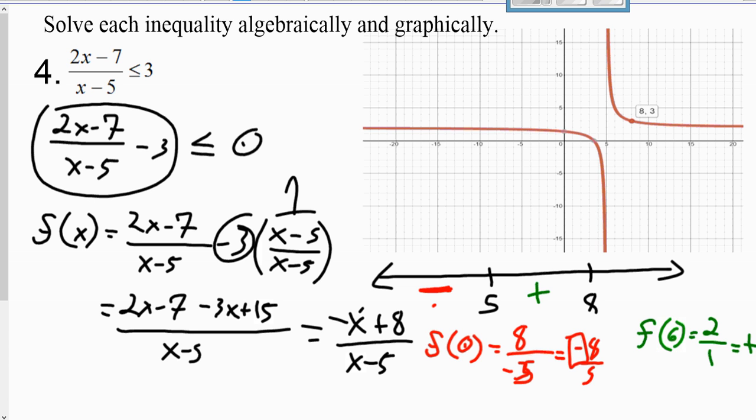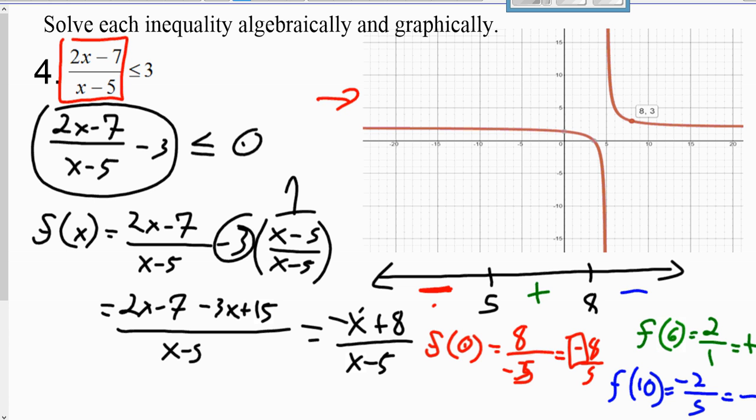And then again, I see that it's things greater than 8. So I'm going to do f of, let's say, 10. So I get negative 2 over 5. Well, it's negative. So on that interval, it's negative. So this here is our graph of this function.